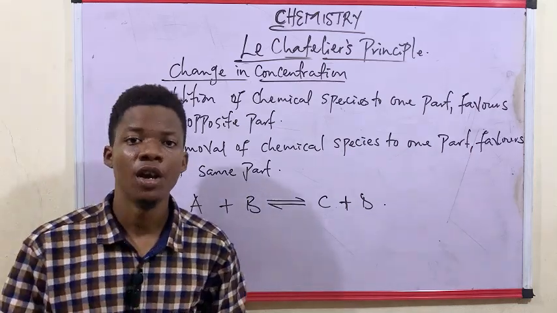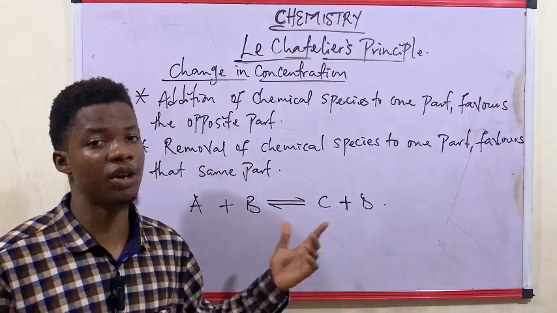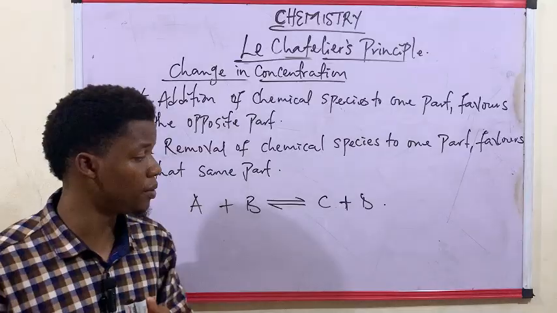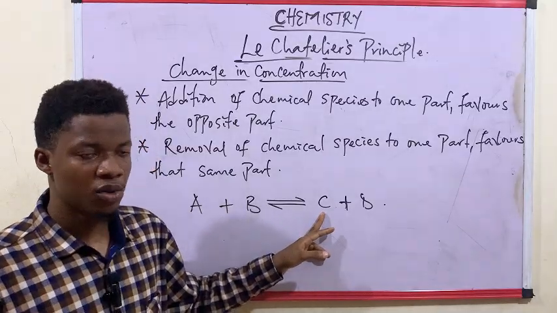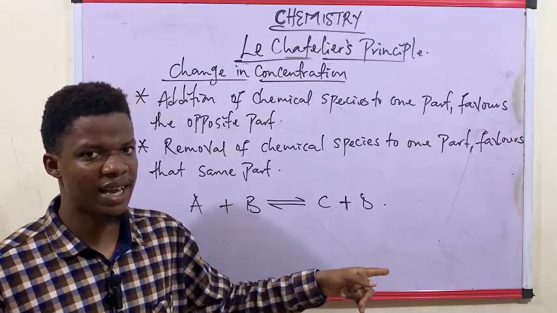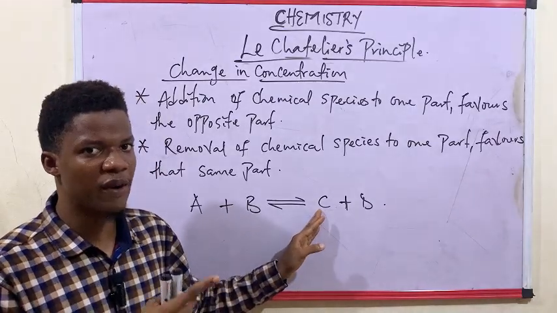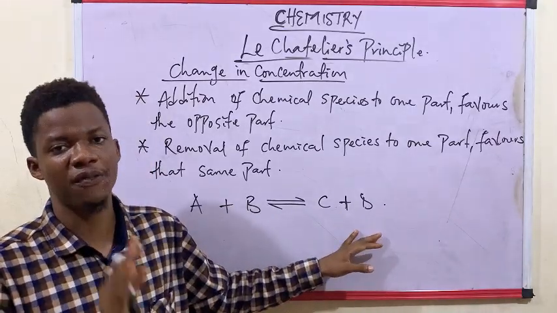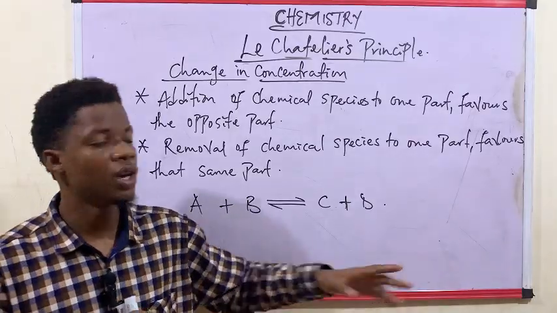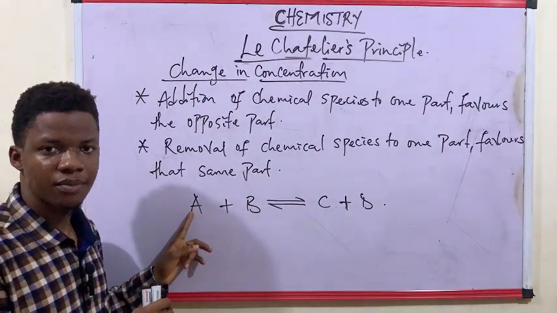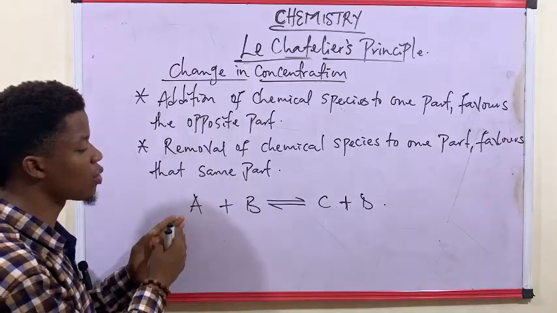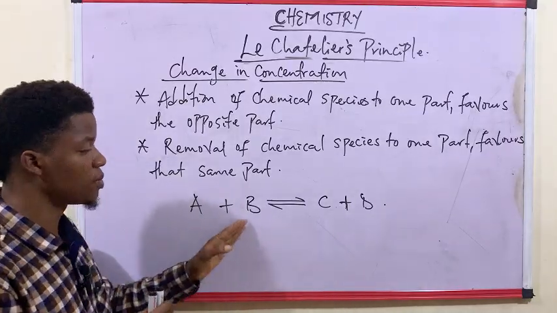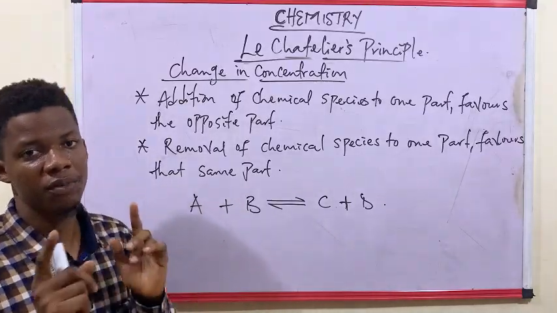It's very, very easy. They will not just say remove from your left. The removal can be removal of C. You know that C is on your right hand side, so removal of C favors the right hand side, which is the forward direction. Removal of A, which is at your left, means your left hand side is favored. So they can call any of the chemical species from the left or the right. You just have to be sensitive.